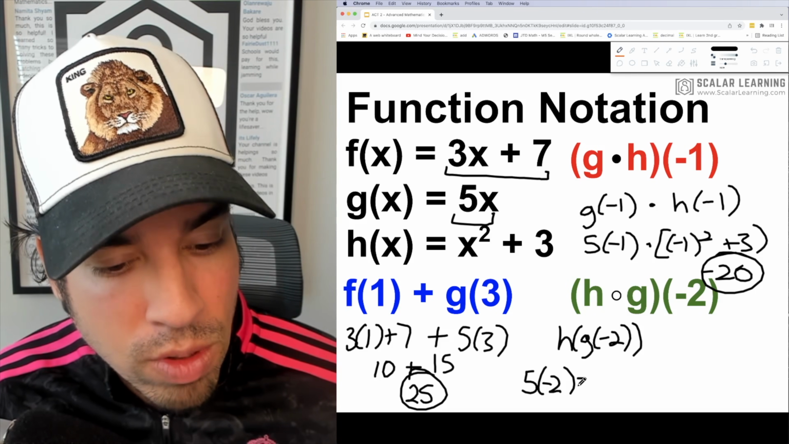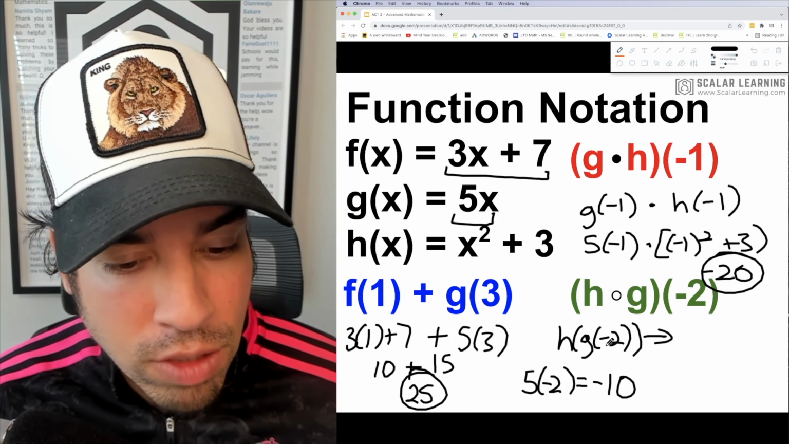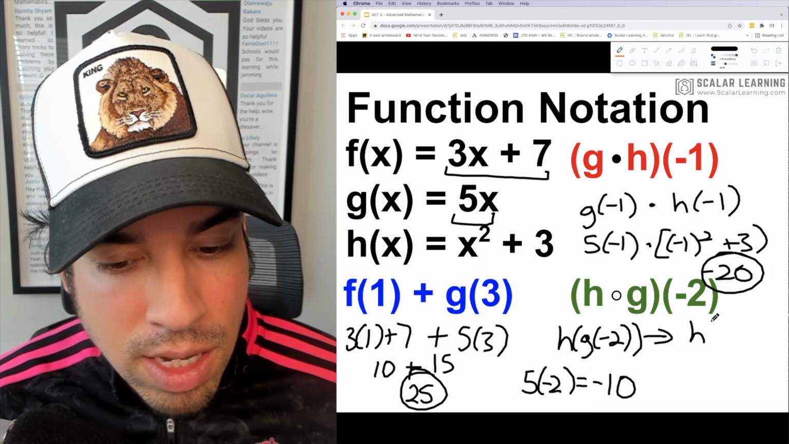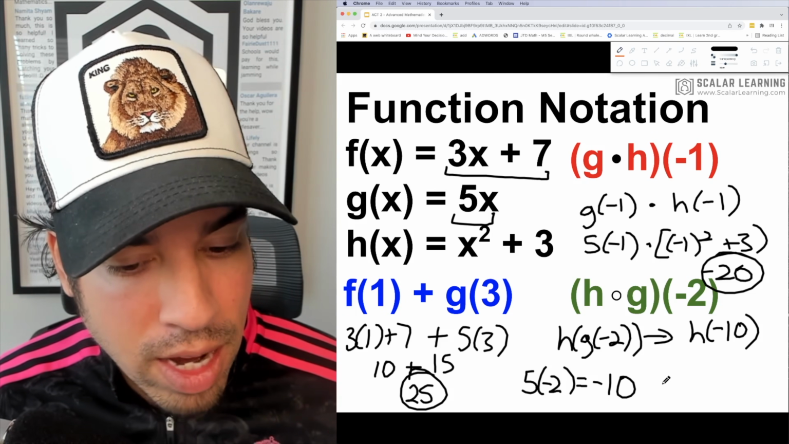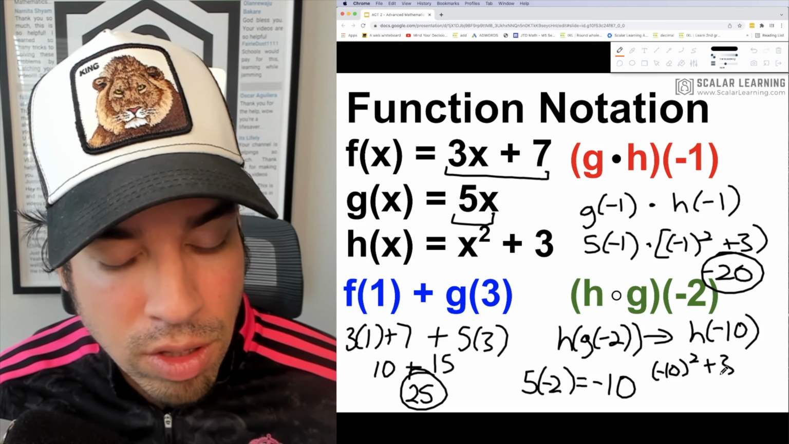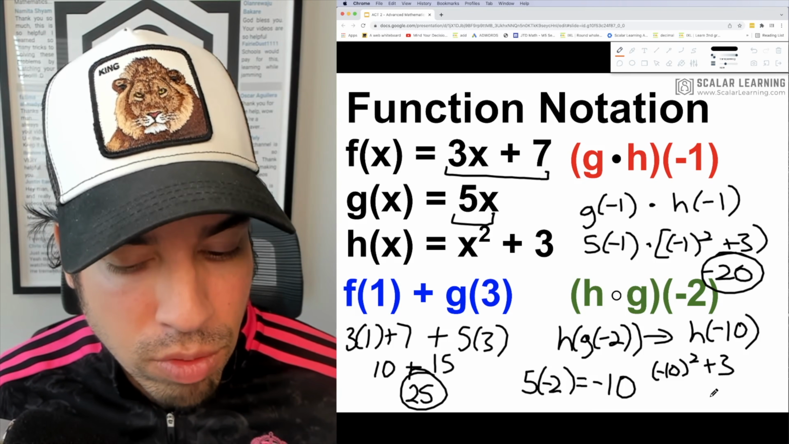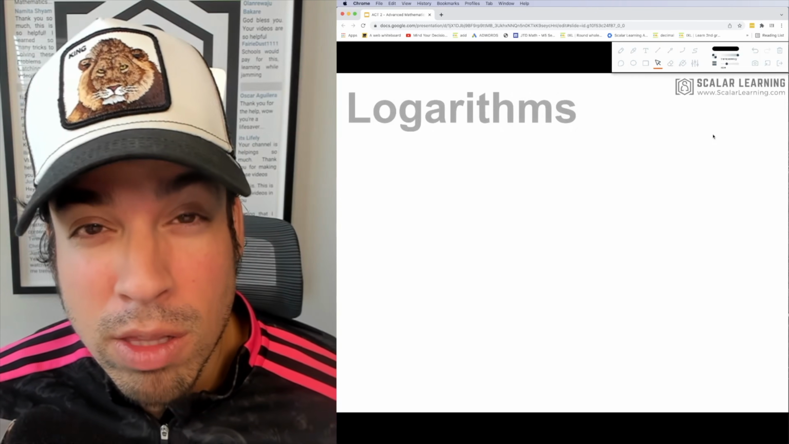5 times negative 2 is negative 10. So then what am I really taking? Since I know g of negative 2 is negative 10, I'm really taking h of negative 10. So now I plug negative 10 in for h. So it's negative 10 squared plus 3. That's 100 plus 3, 103. Boom, done. Now let's talk about logarithms.